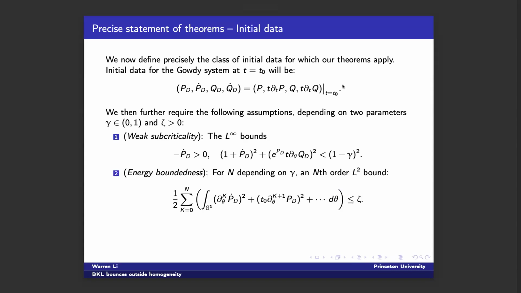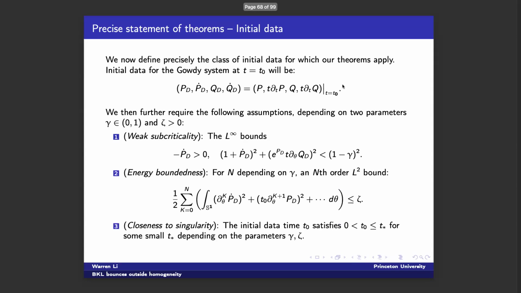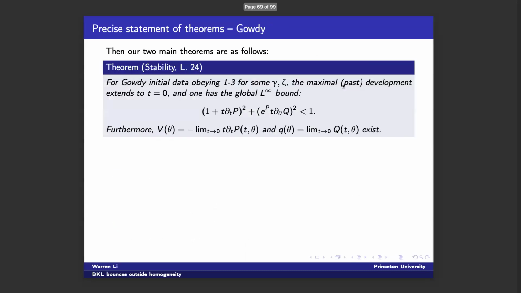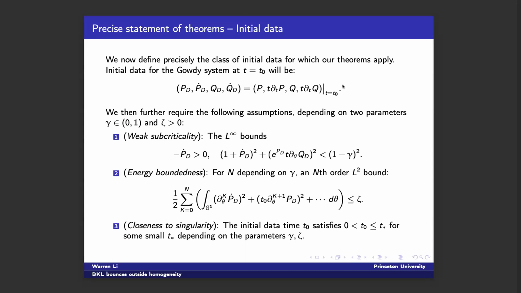I also need some very high order L2 bound. And then I'm going to say that this only works if I choose my initial time to be close enough to the singularity, and it turns out I need to choose my data to be close enough to the singularity depending on these parameters. Don't worry too much about those words. Just think about this element.